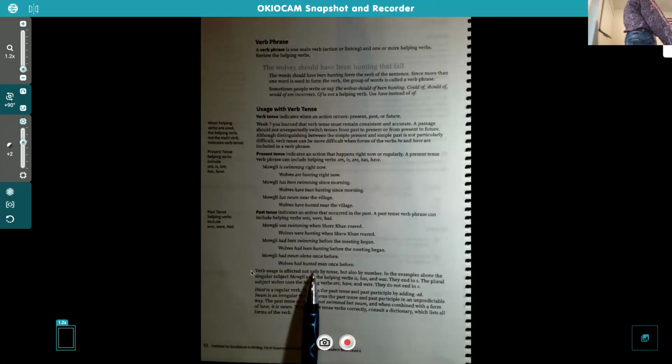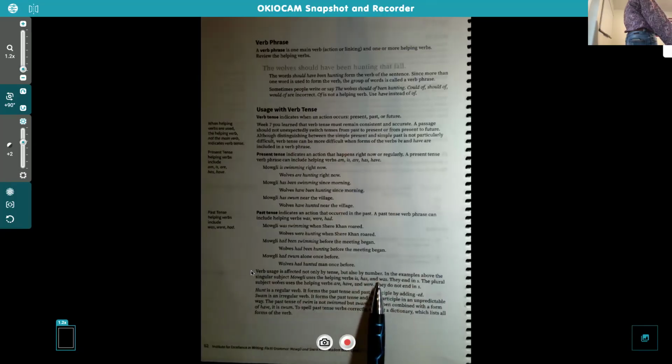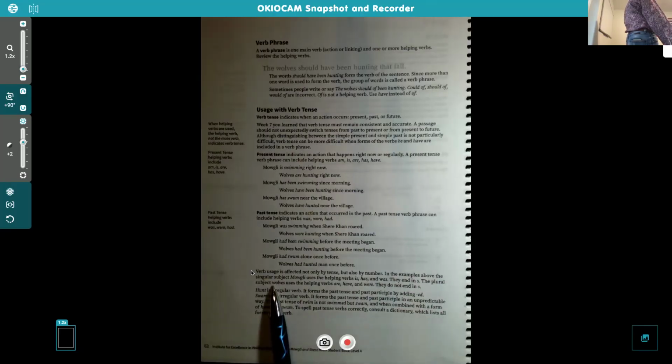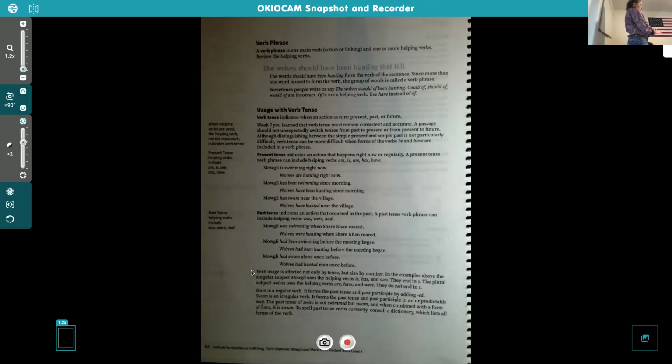Verb usage is affected not only by tense, but also by number. In the examples above, the singular subject Mowgli uses helping verbs is, has, and was, and they end in S. The plural subject wolves, because wolves ends in S, uses the helping verbs are, have, and were. They do not end in S. So whenever the noun has an S, like it's plural, the verb does not have an S. That's a rule. And if the noun is singular, no S, the verb does have an S. Okay.